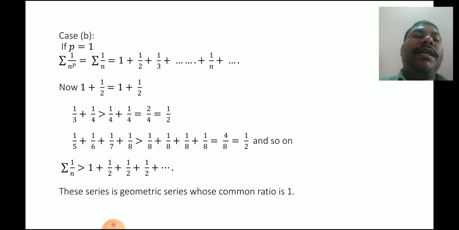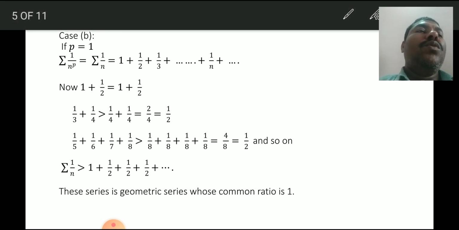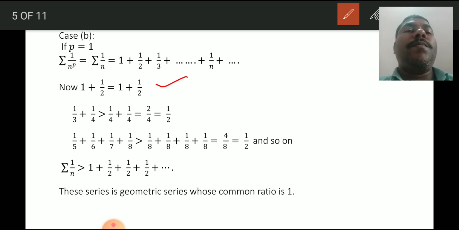In case B, here we take p is equal to 1. Then the P series summation 1 by n raised to p, with p equal to 1, becomes 1 by n raised to 1, that is 1 by n, which is equal to 1 plus 1 by 2 plus 1 by 3 up to plus 1 by n. So next, here 1 plus half is equal to 1 plus half.